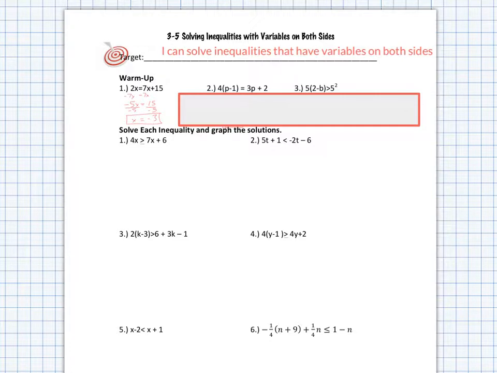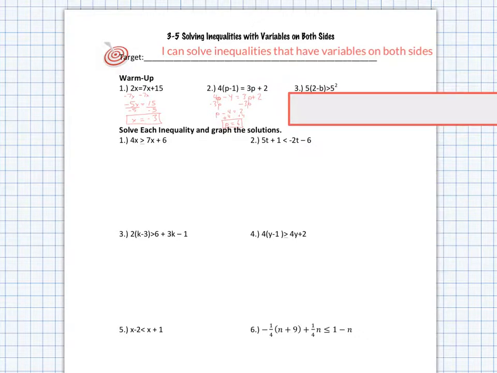On number 2, you have to distribute the 4 to the p minus 1. So that becomes 4p minus 4 equals 3p plus 2. And then since I have more p's on the left side, I took the 3p off of the right side, as you can see there. So I subtracted 3p. I got p minus 4 equals 2, and then add 4 to both sides. P equals 6. Last one's an inequality.